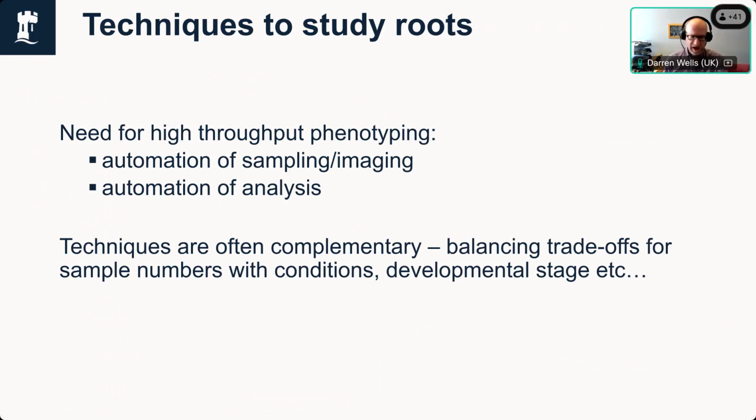And what I will say here, and in all of the techniques I'm going to talk about over the next 45 odd minutes, is that these techniques are often complementary. There's a definite balance between the number of samples you can run in a system, what developmental age it is, and what conditions you're growing them under. As you'll see in the example I give at the end, there are definite benefits in using 1, 2, or 3 of these systems at a time and exploiting their complementarity.